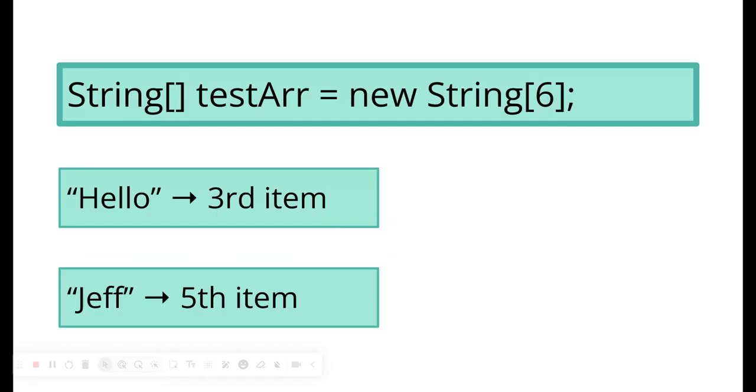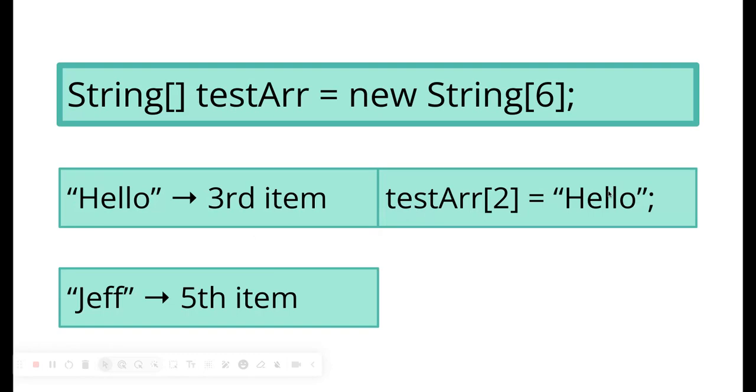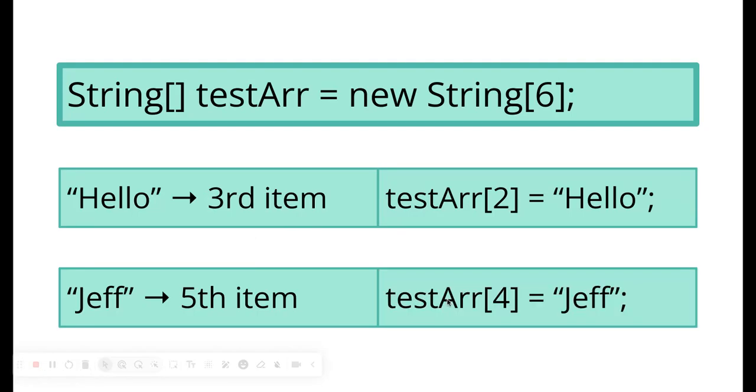Now let's do some example problems. If we create a string array testArray that is of length 6, and we want to make the third item "hello", the third item is going to be under index 2, so we're going to say testArray[2] = "hello". Then with the fifth item, we want it set to "Jeff", so we're going to say testArray[4] = "Jeff".